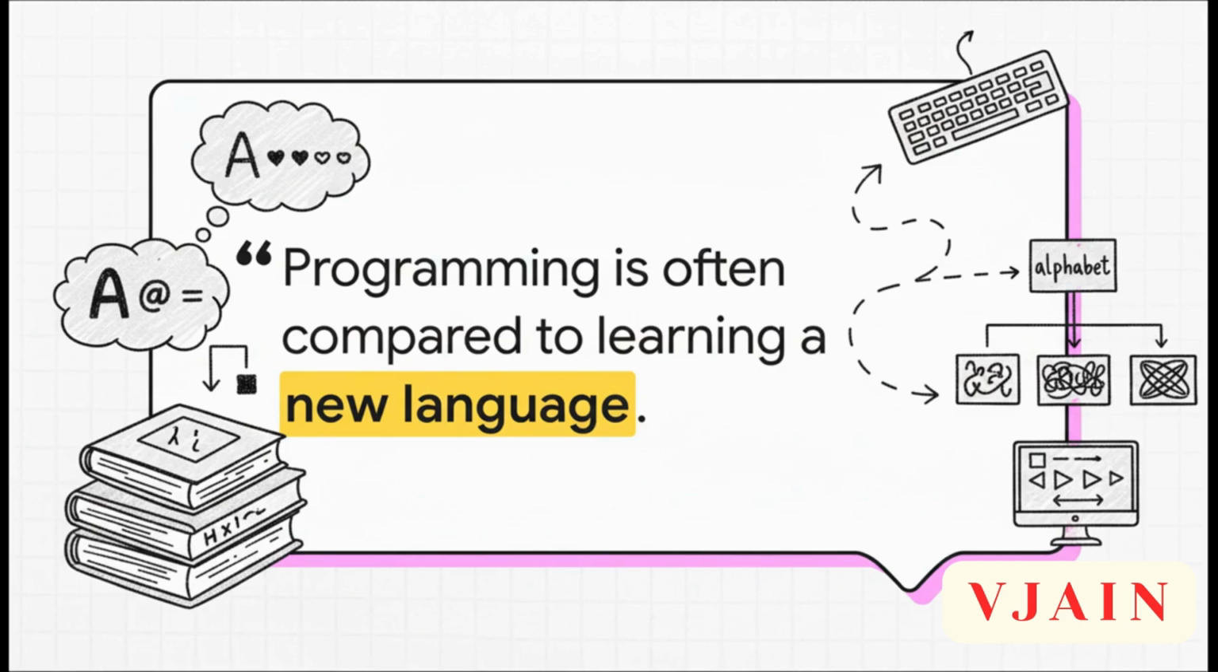This one idea is the key to everything we're about to cover. Because just like any spoken language, programming languages have an alphabet, they have a vocabulary, and they have rules of grammar. Once you get that structure, writing code becomes so much clearer.